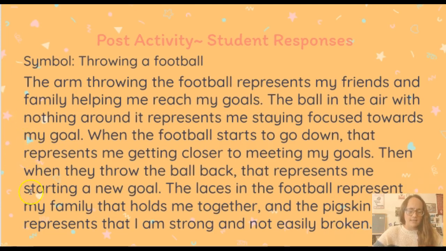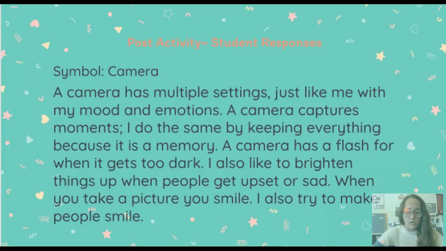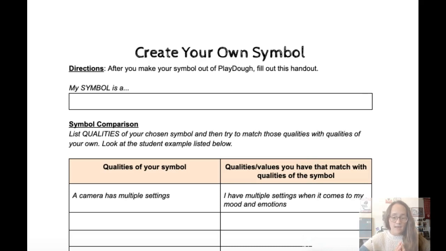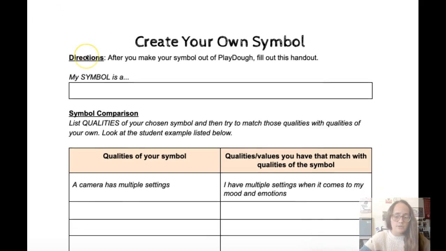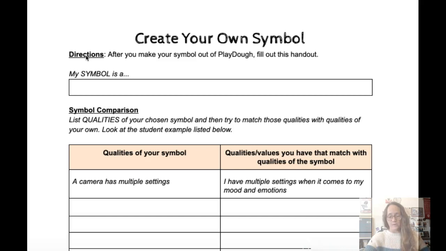Now let's go ahead back to that sheet. So again, you can access it through this presentation or it will be in your Buzz agenda. So I'm going to go ahead and make my way back to that sheet. All right, so now that I'm back to this handout, after I've created my symbol and figured out what I want to do, I'm then going to fill out this document.